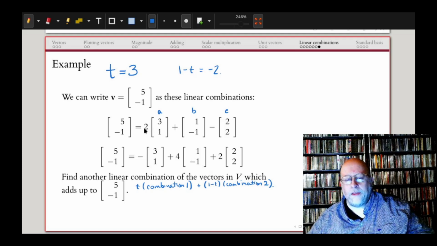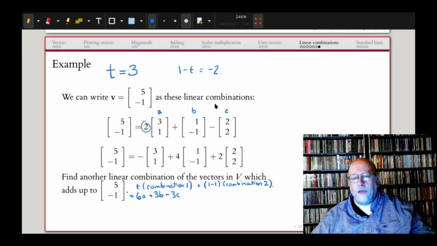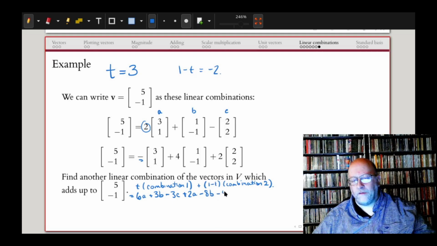And so if we multiply the first combination by t, then instead of having 2a, we're going to have 6a plus 3b minus 3c. And we're going to multiply the second combination by negative 2. Minus times negative 2 is going to be plus 2a. 4 times negative 2 is going to be minus 8b. And 2 times negative 2 is going to be minus 4c.